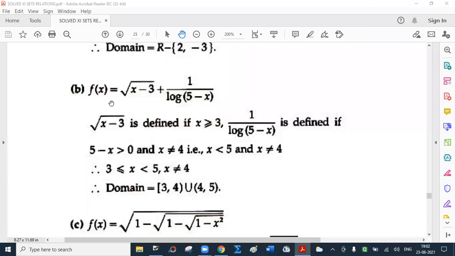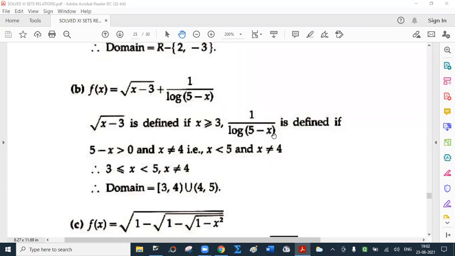B part, f of x is what? Root of x minus 3 plus 1 upon log of 5 minus x. Now clearly root of x minus 3 is defined if x is greater than or equal to 3. Because if x is less than 3, root of x minus 3 is not real. We are interested in real valued functions only. I repeat this, by function we mean real valued function. Okay, so x has to be greater than or equal to 3.